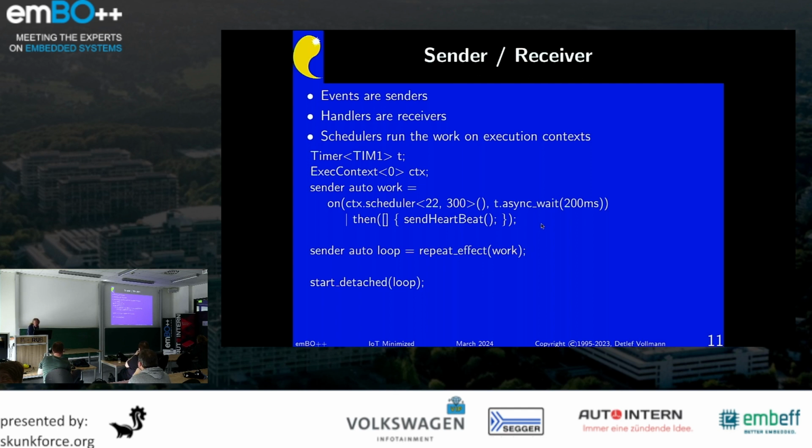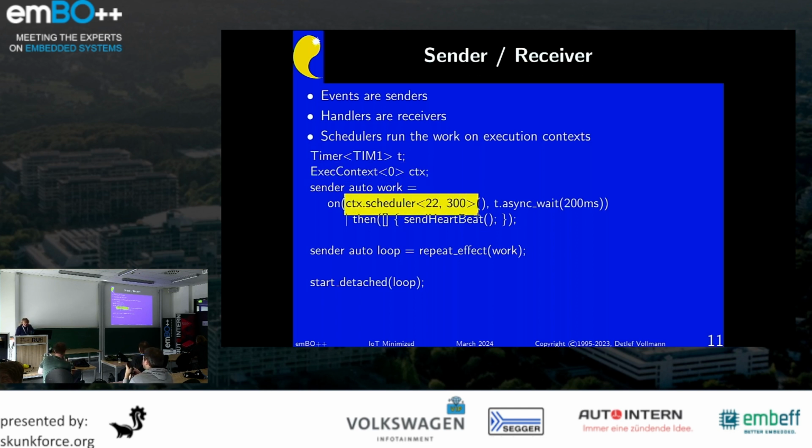And everything works on some execution context. For networking, there will be a standard execution context, the I/O context, which is just the current thread. So everything that you run runs on the current thread, but you can also have another thread or another core or whatever. So in this case, we have an execution context in C++ OS.